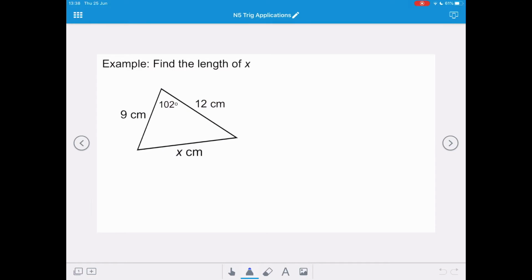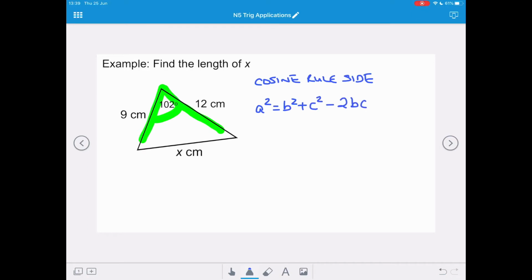So in the next example, we want to find the length of x, so this time we're looking for a missing side. Going to our diagram, you can see that we've got two sides and the included angle. So we're going to use the cosine rule for a missing side. Our cosine rule for a missing side is a squared equals b squared plus c squared minus 2bc cos of angle A. So going back to our diagram, we've got side a is x and angle A is 102, and b and c are the 9 and 12 centimetres.